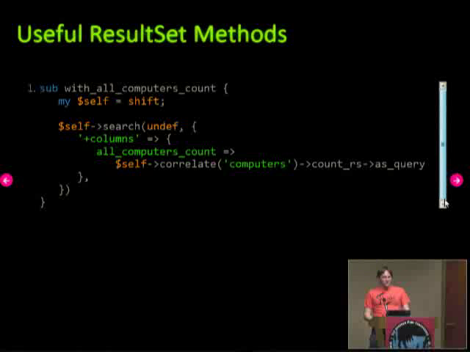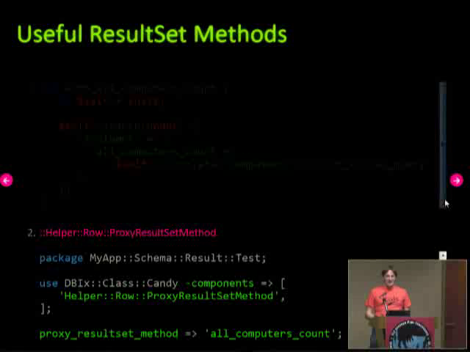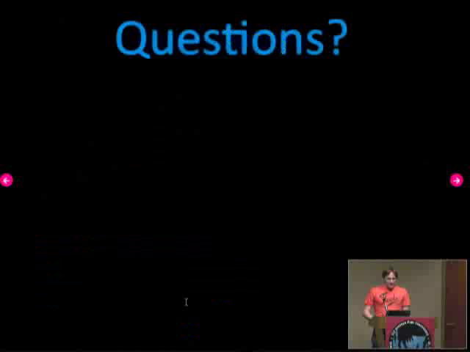If you don't understand why this useful result set methods thing is really handy and a big deal, come back to this after you've used DBIx class for a couple months. And I hope that it'll be obvious to you because, oh, and there should not be a fat comma there. Sorry. Anyway, that is it. Any questions?